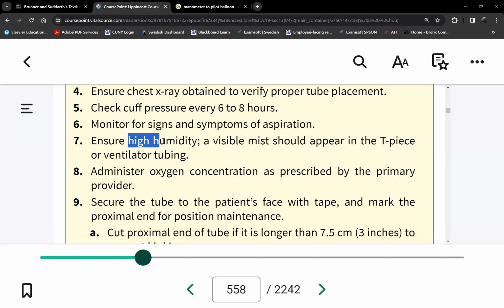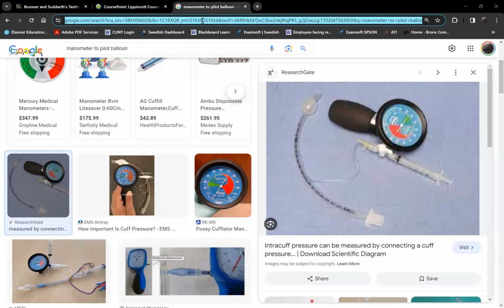So make sure there's water in the humidifier on the ventilator. There should be a visible mist. Now, because there's warmth and moisture, what do you always get with that combination, just like in the weather? If you have moisture, mist, and warmth, what do you get? Rain, right? You get condensation. So will there be condensation in the ventilator tubing? Yes.